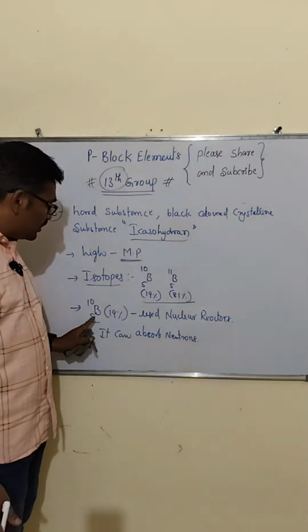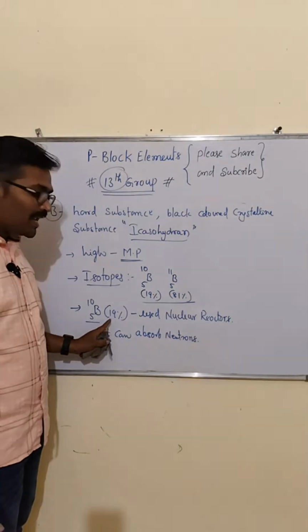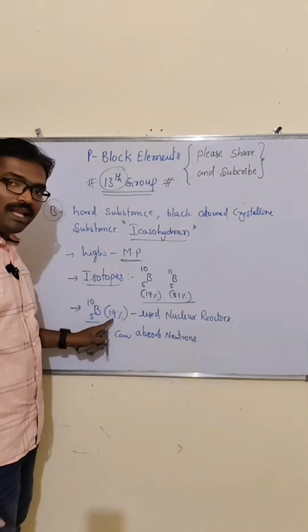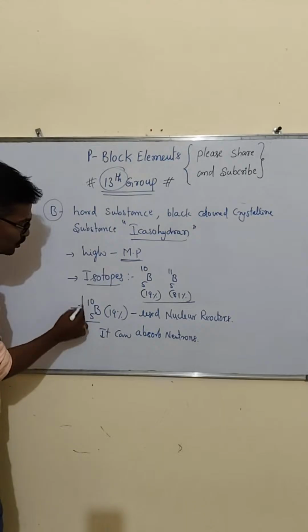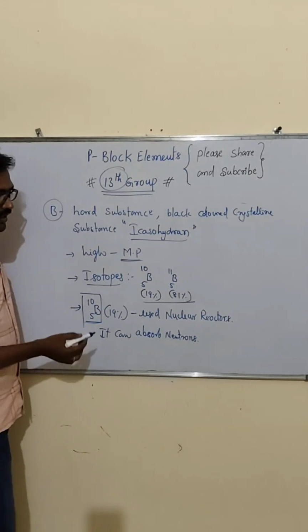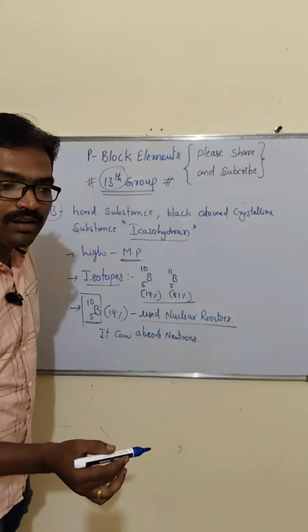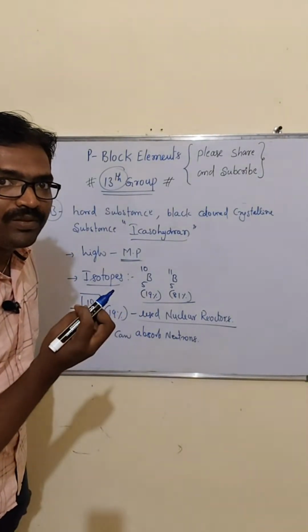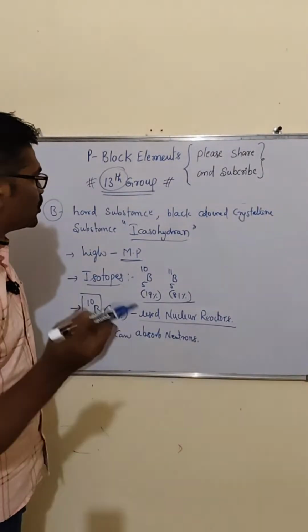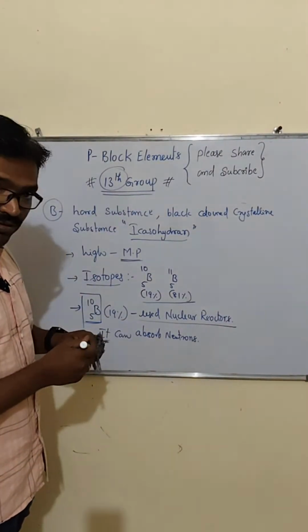Then say here, boron-10, about 19 percent of that isotope, is used in nuclear reactors. Why is it used in nuclear reactors? Because it can absorb neutrons. It absorbs neutrons. Okay, my dear students.